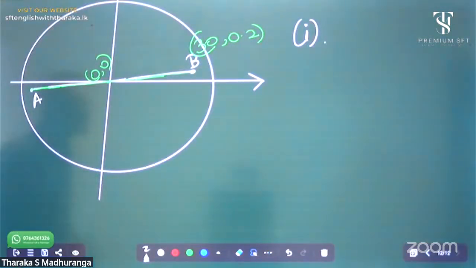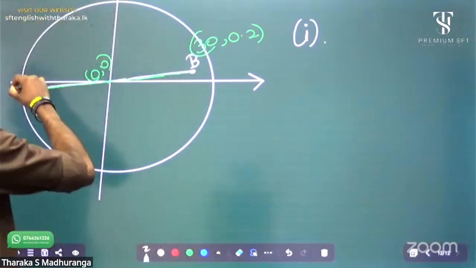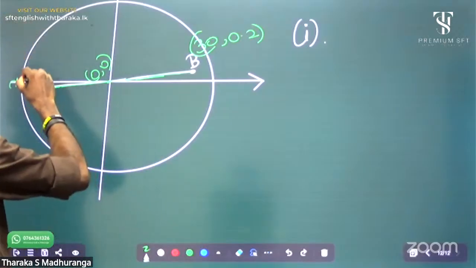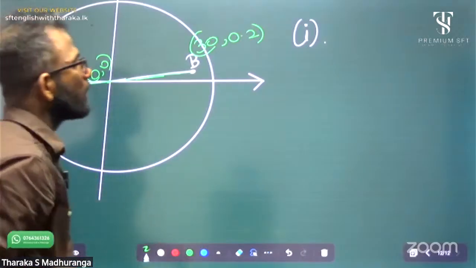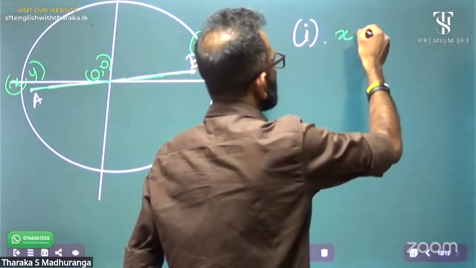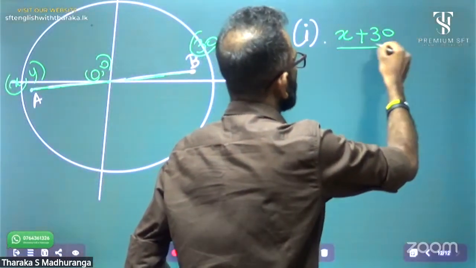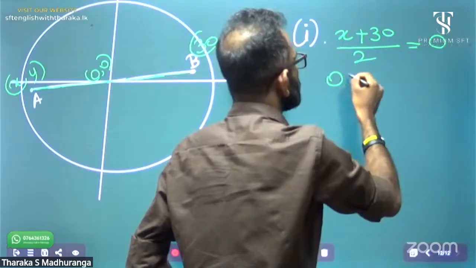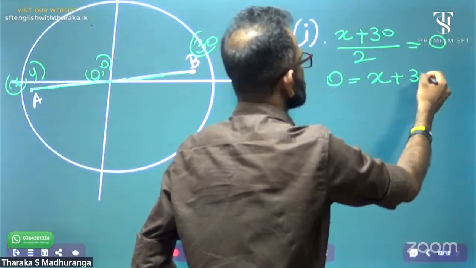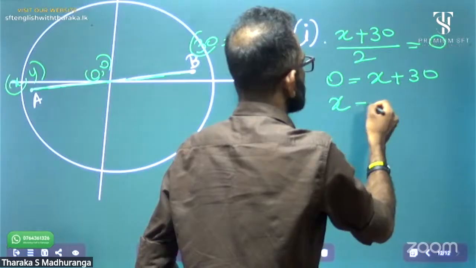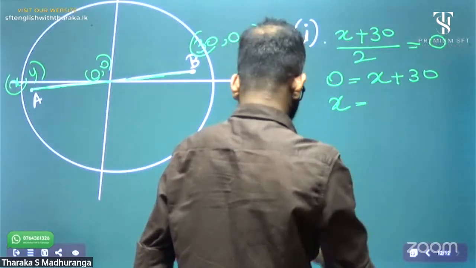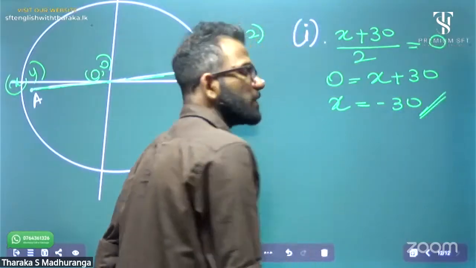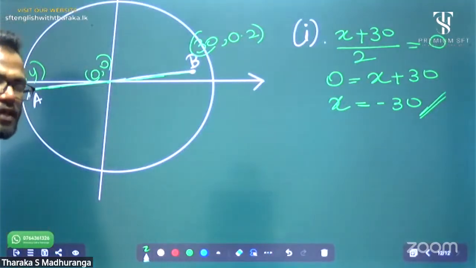Same method, right? Let A be the point x, comma y. Then x plus 30 over 2 equals 0. Cross multiplication gives 0 equals x plus 30. So x equals minus 30. See, they are exam questions, very simple.